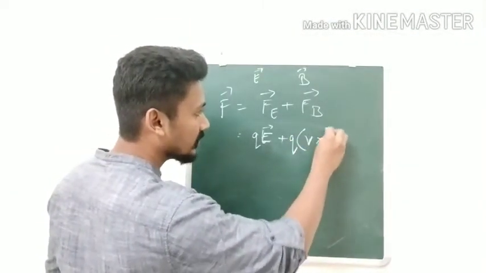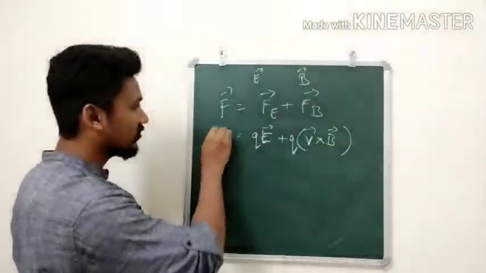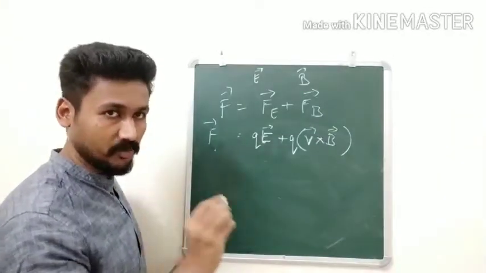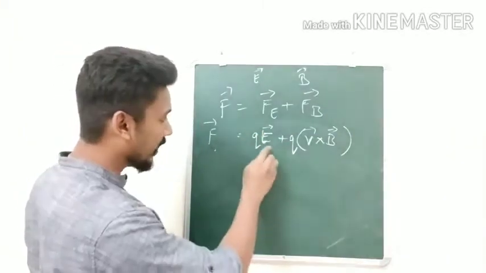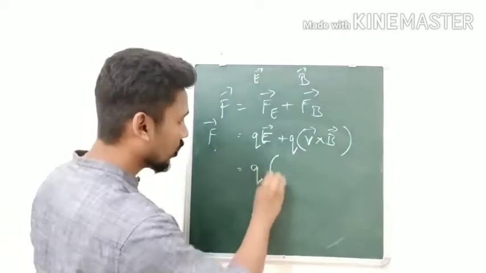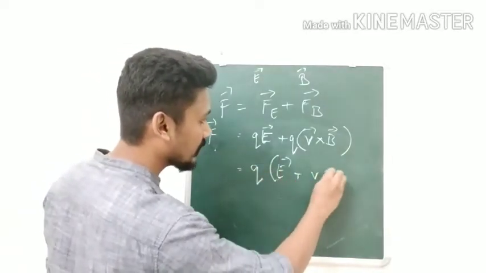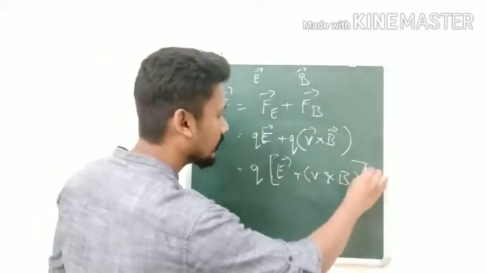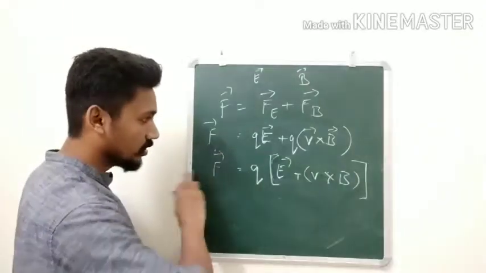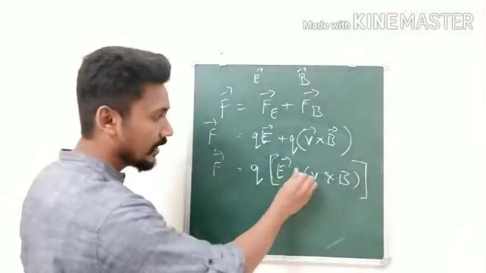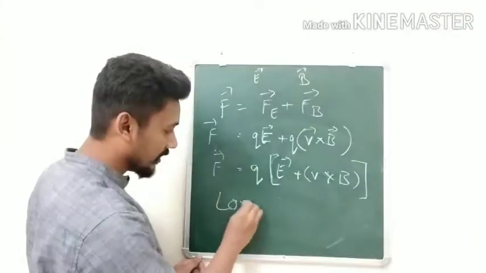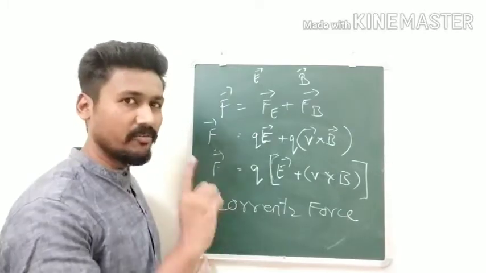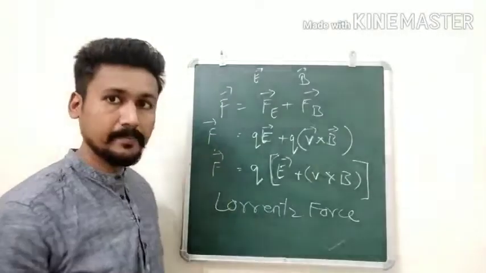So electric force is given by Q into E plus magnetic force we already saw, it is given by Q into V cross B. This total force is actually called the Lorentz force, the electric force plus the magnetic force. Of course, you can easily write it as Q into E plus V cross B. This is a better way to write the Lorentz force. Remember this, in the exam for 1 mark you will be asked to write the formula.